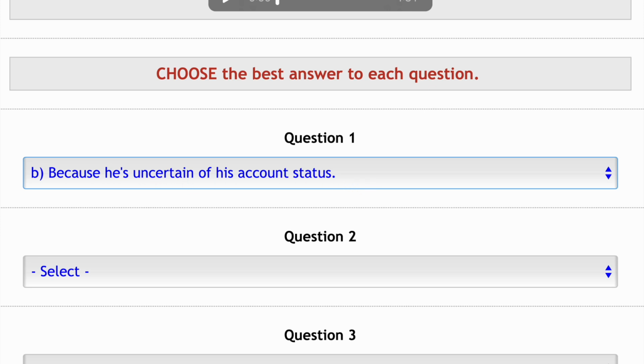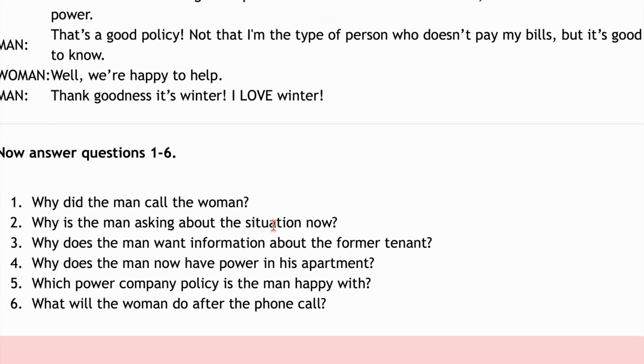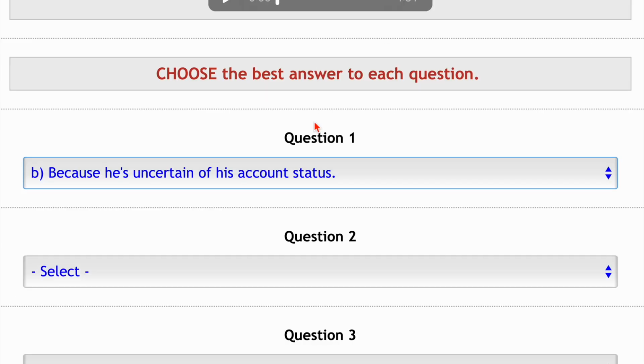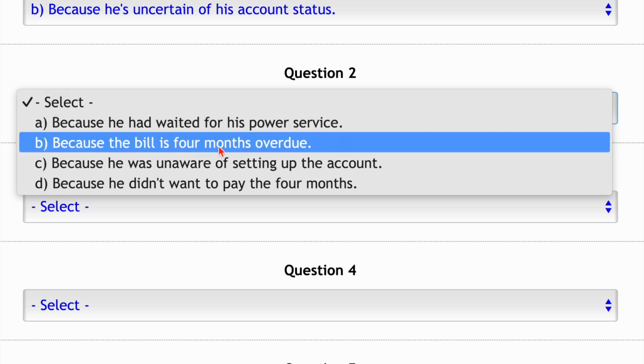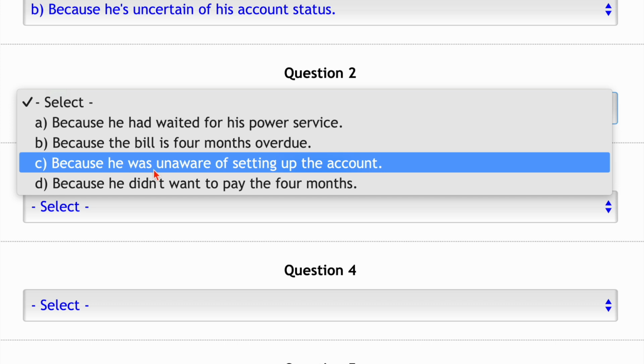Okay. What about number 2? Why is the man asking about the situation now? Because he had waited for his power service. I don't think he's waiting. I think he has power because the bill is 4 months overdue. Overdue means it's not paid for 4 months because he was unaware of setting up the account. Unaware means doesn't know.